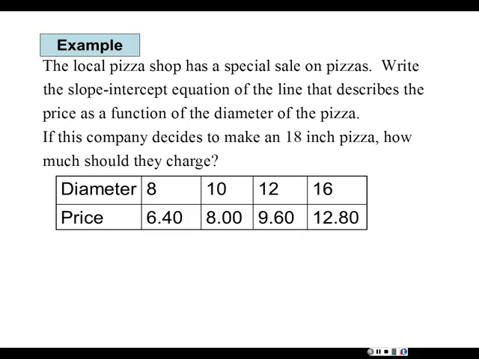Independent is diameter, because you know the diameter, but you want to know what will be the price. So you have to compare the price as y, diameter as x. Now, to make it a little bit simple, let's say your function will look like this.